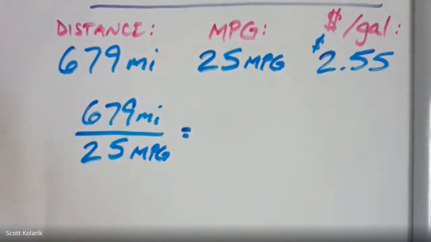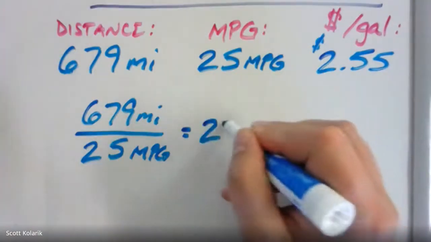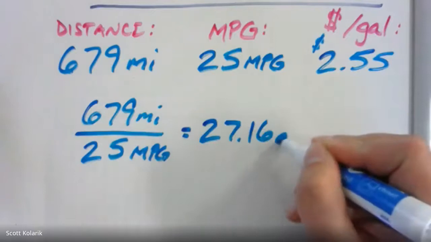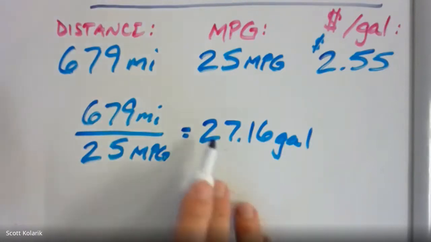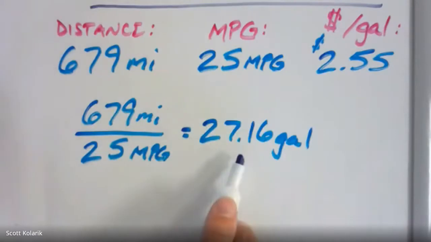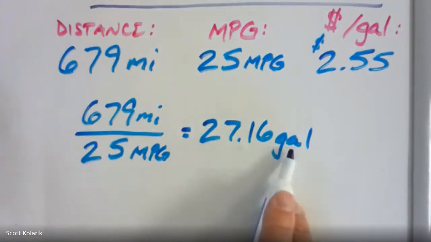This number, what is the significance of this number? This tells me how many gallons of gas I'll be buying on this road trip. 27 gallons. It's a long road trip, so it makes sense that it's quite a bit of gas. Again, it's important to understand that this first calculation was not the price. This simply tells me how much gas I'm purchasing.